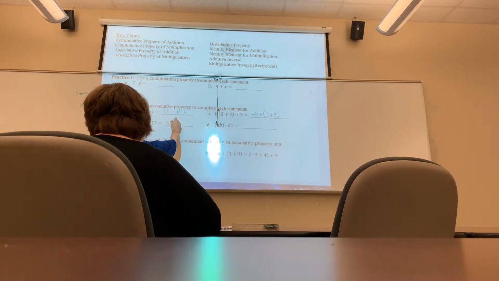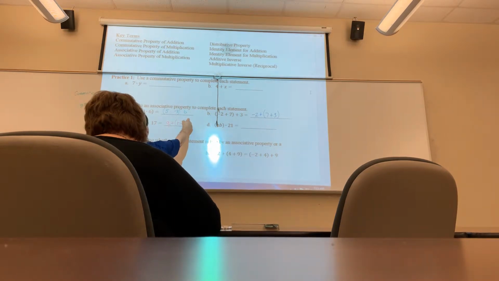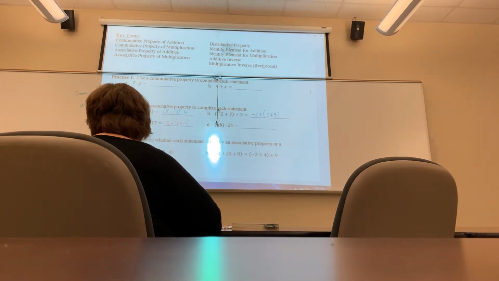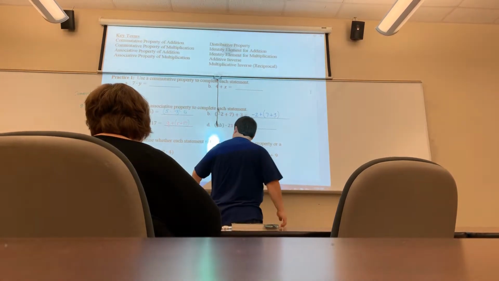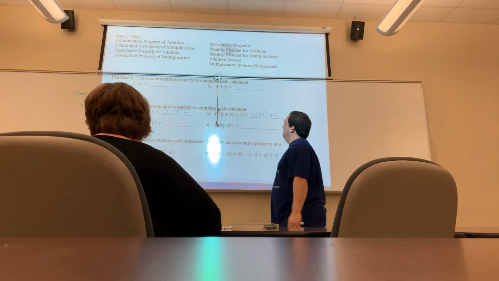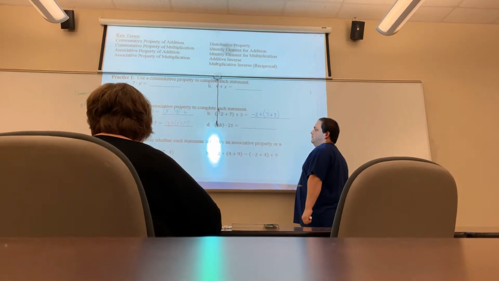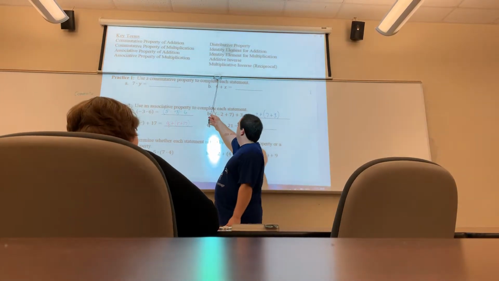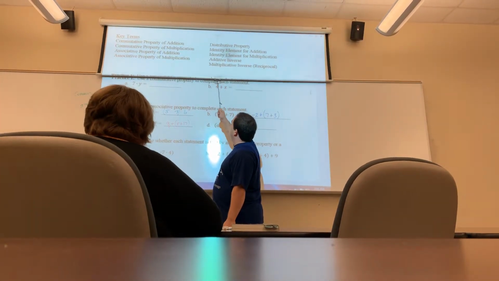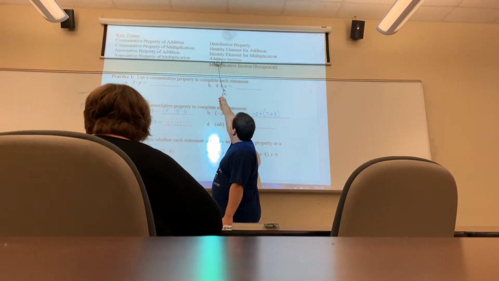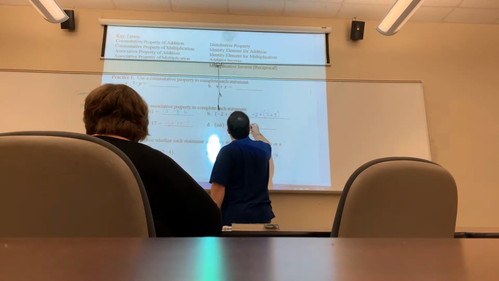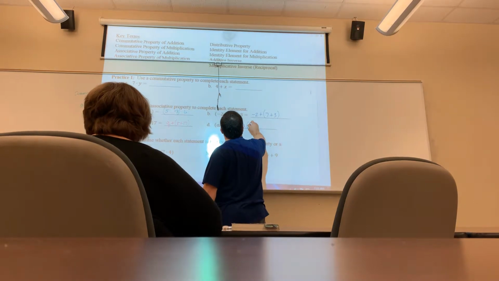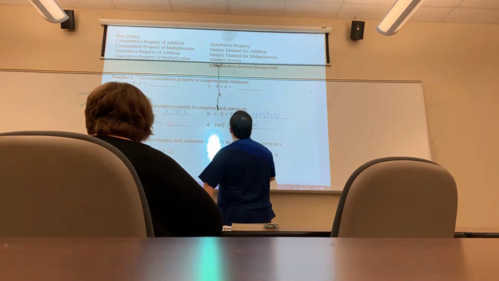There you go. Q plus parentheses R plus 17. Okay? And then what about this last one here? So A times parentheses B times 21.